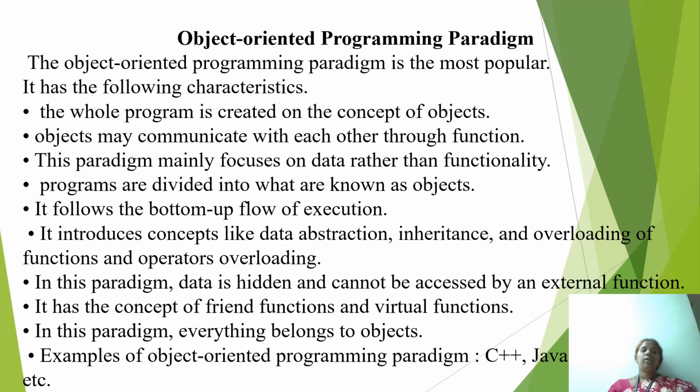The programs are divided into what are known as objects. It follows the bottom-up flow of execution. It also introduces concepts like class, object, data abstraction, inheritance, and polymorphism. In this paradigm, data is hidden and cannot be accessed by an external function. It has the concept of friend function and virtual function. Everything belongs to an object. Examples of the object-oriented programming paradigm: C++, Java, C#, Python, etc.